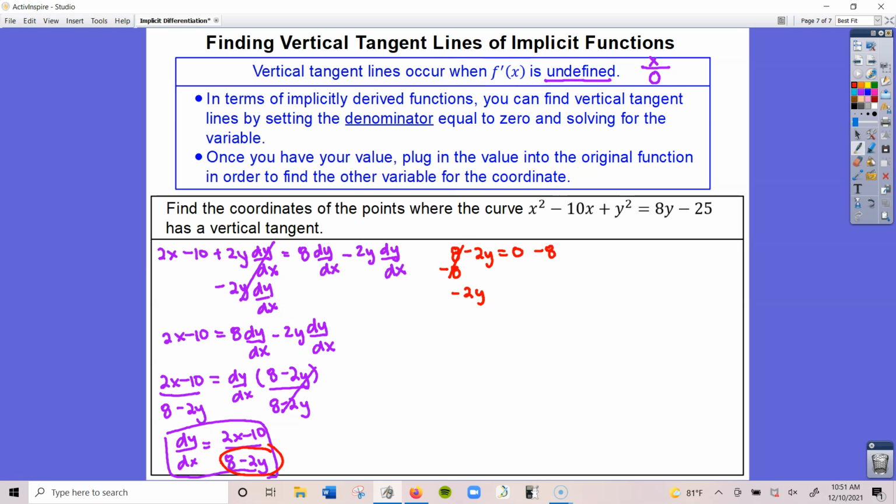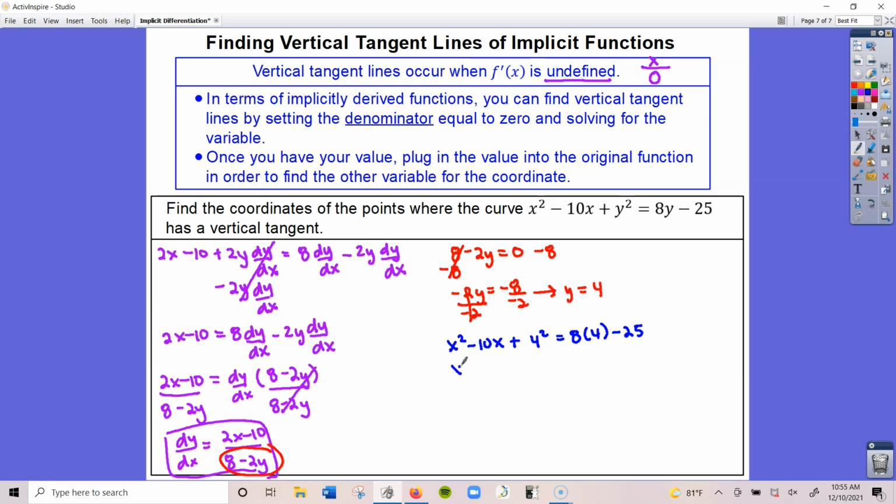Now here, I'm going to subtract the 8. So negative 2y is equal to negative 8. And then divide by negative 2. So y is equal to positive 4. Now I'm going to take that 4 and plug it back into my function in order to solve for x so I can get that coordinate, or rather coordinates. So x squared minus 10x plus 4 squared is equal to 8 times 4 minus 25.